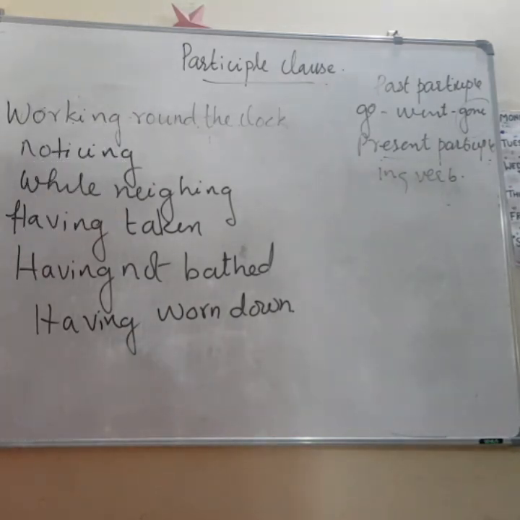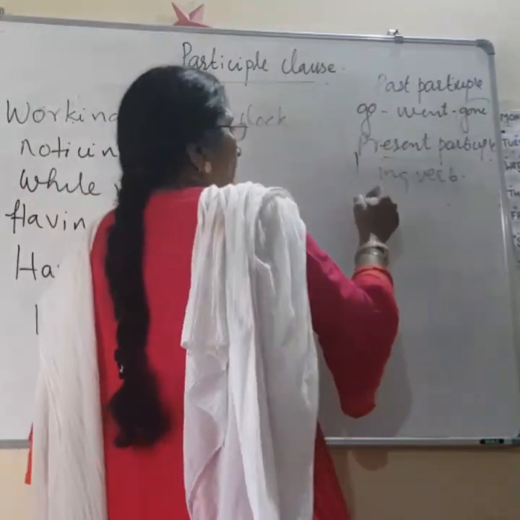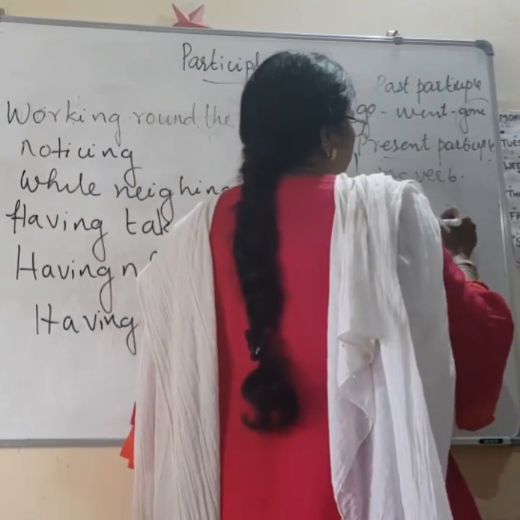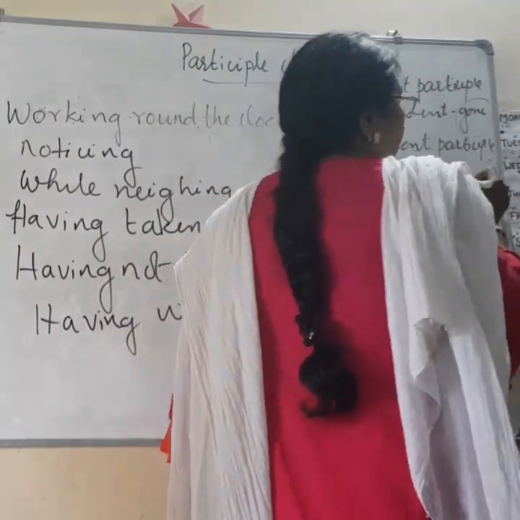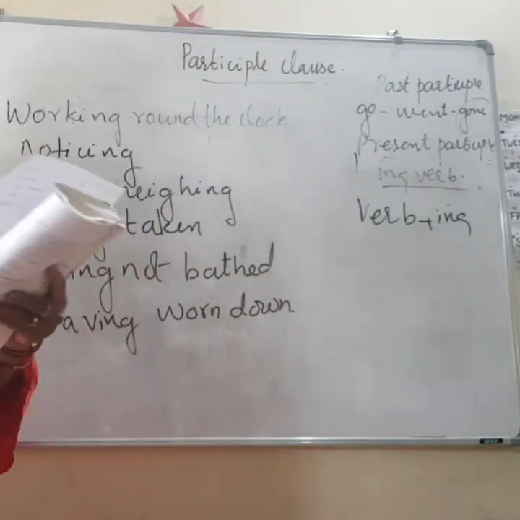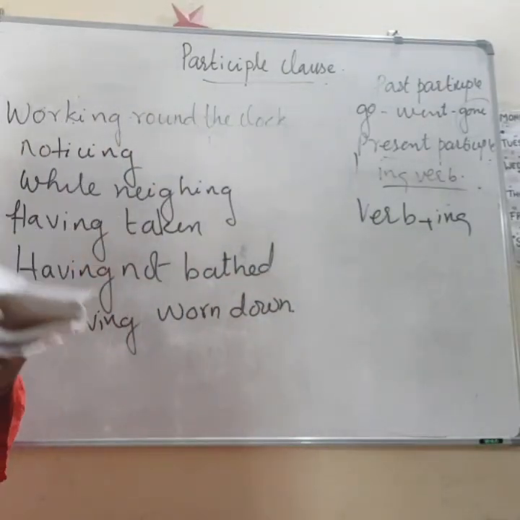Clear? That is the participle clauses. So the present participle is verb plus ing. What is the present participle? Verb plus ing, that is the ing form of the verb. Clear? And I hope you understood.